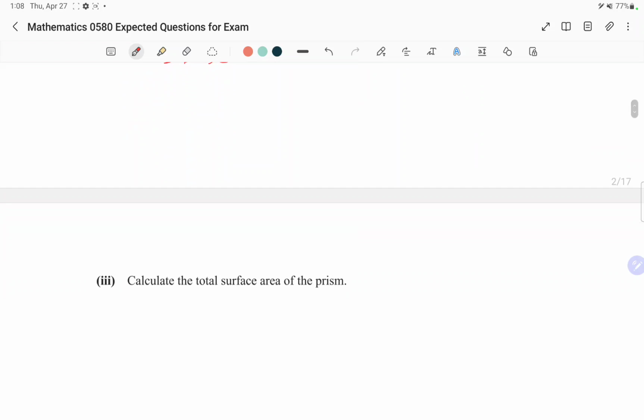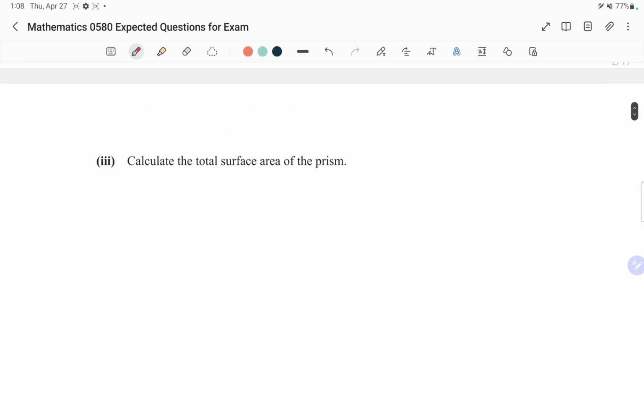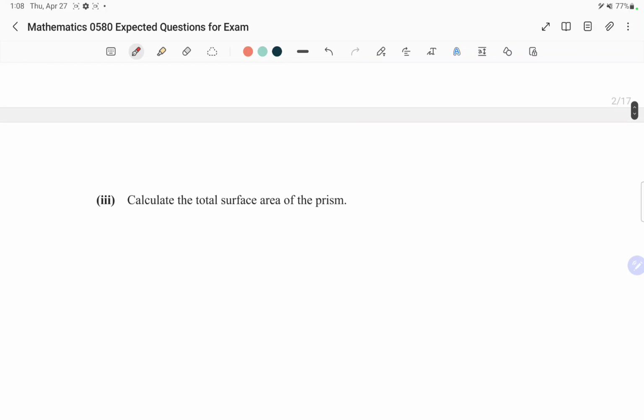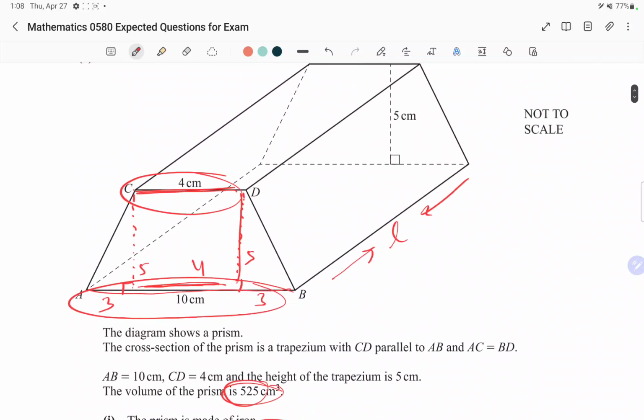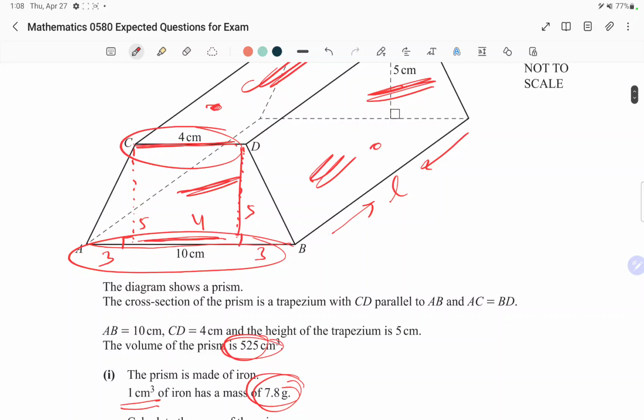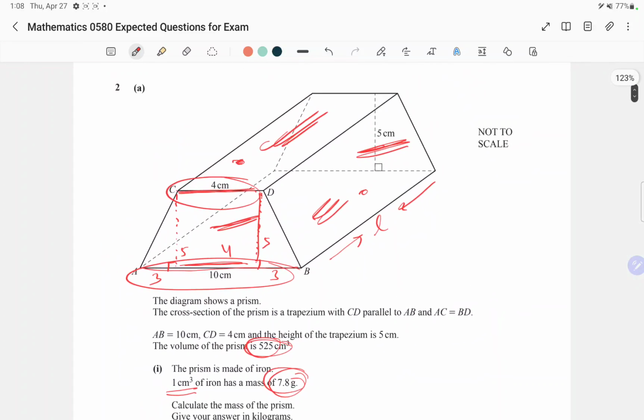Now come to the next question. That's for 6 marks. No worries. Calculate the total surface area of the prism. Total surface area means area of front, area of back, area of top, area of bottom, area of left, area of right. Okay, so we can get that, no problem. First let's clean it.